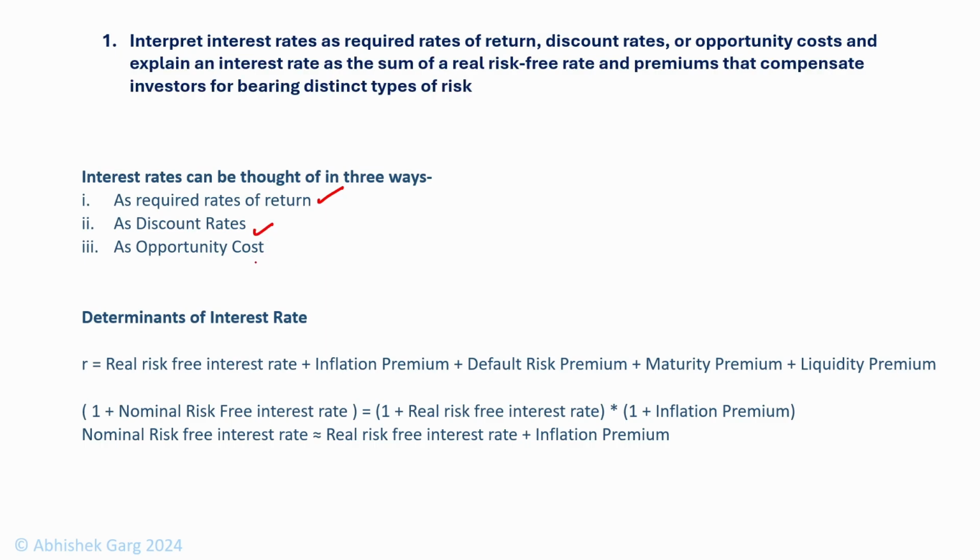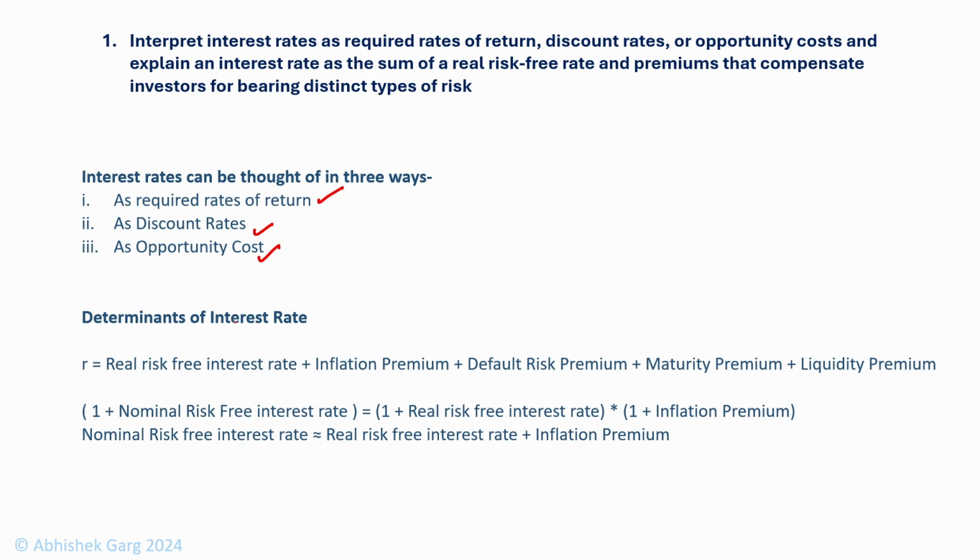The third is the opportunity cost. So what do we mean by opportunity cost? Suppose you have got a sum of money, let's say $10,000. Now you have got two options here. First is you can invest it into a risk-free asset or you can spend that money. So if you choose to spend that money, you have foregone the opportunity to earn a risk-free interest on this sum of money. So that is your opportunity cost.